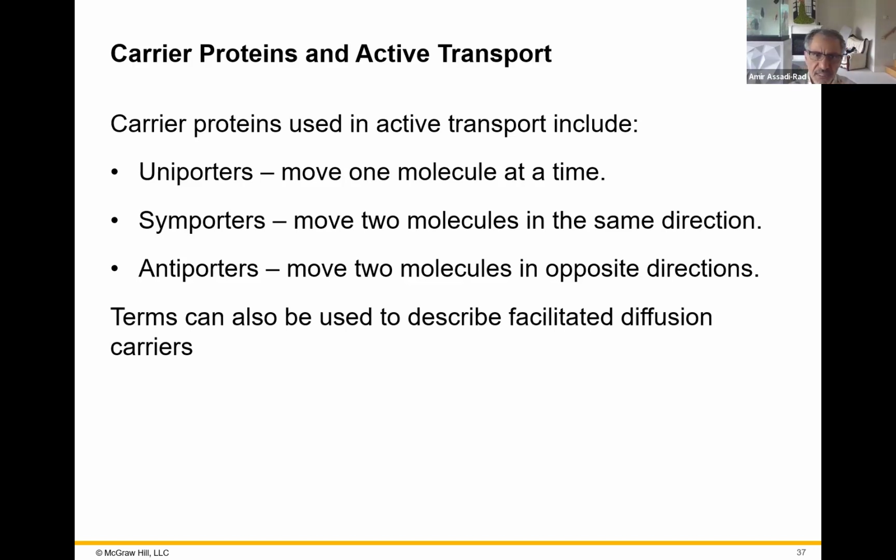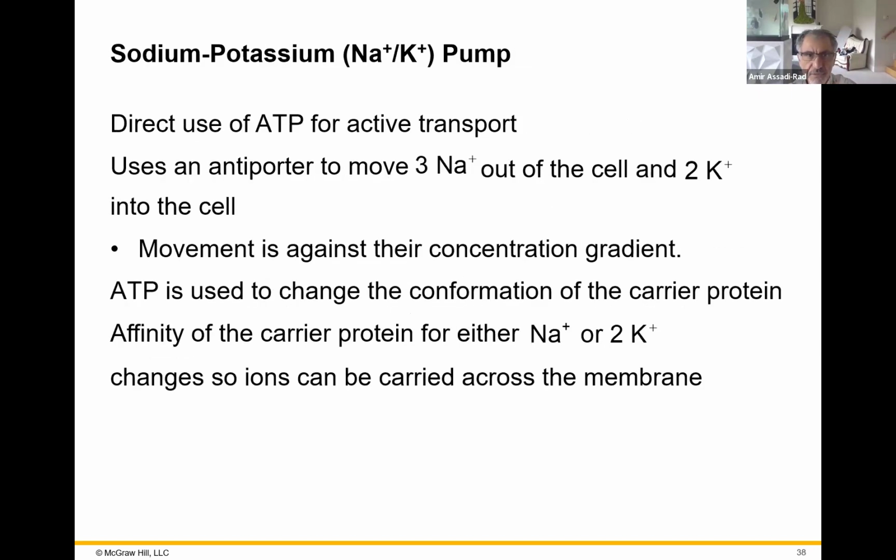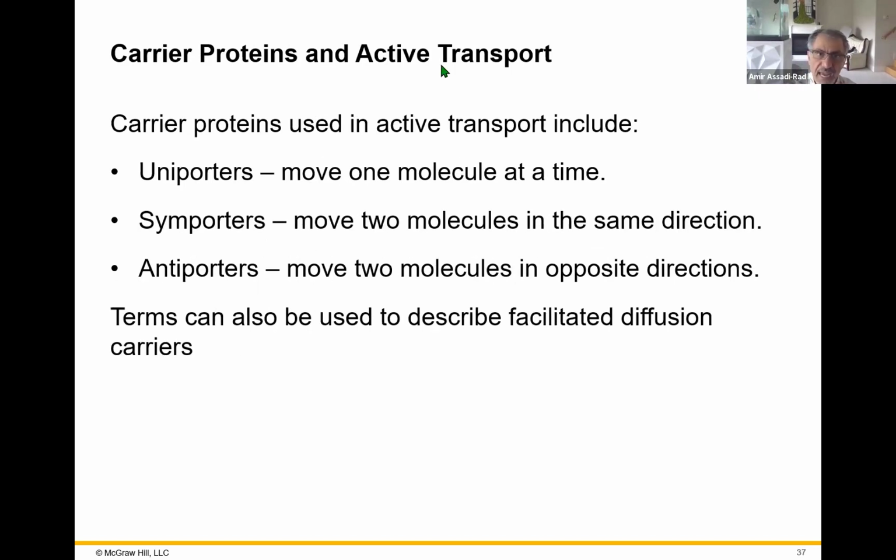Okay, terms can be also used to describe facilitated diffusion carriers. So sodium-potassium pump is an example of antiporters. Molecules are moving opposite of each other.